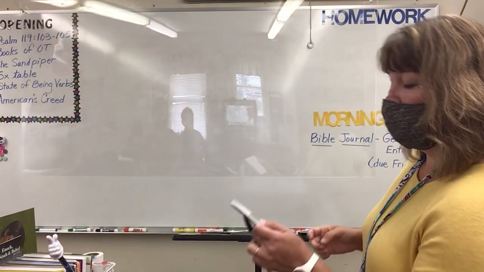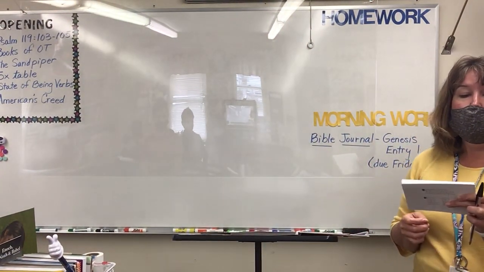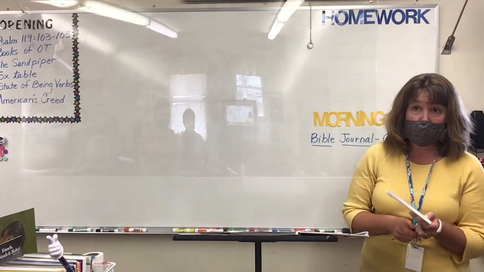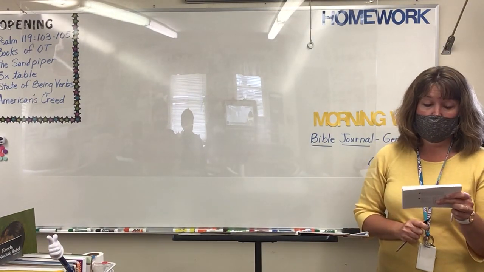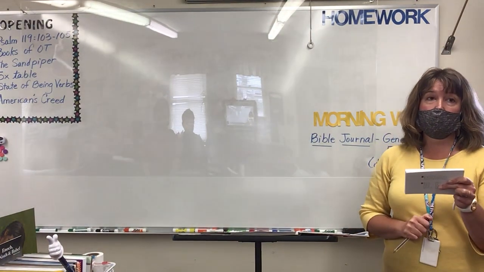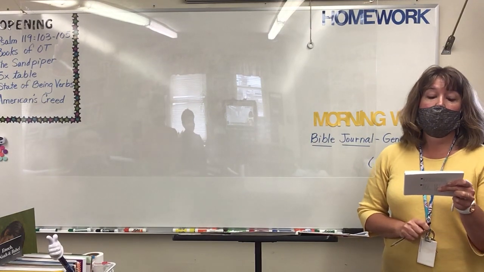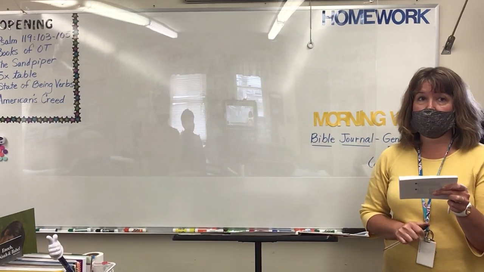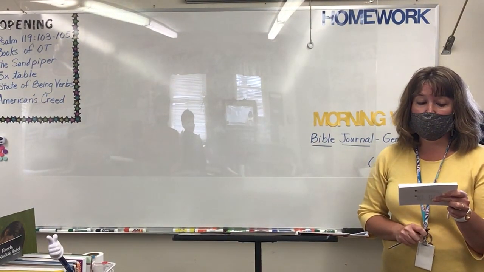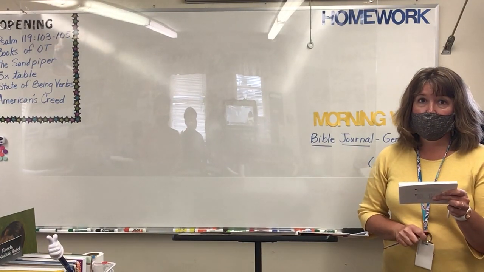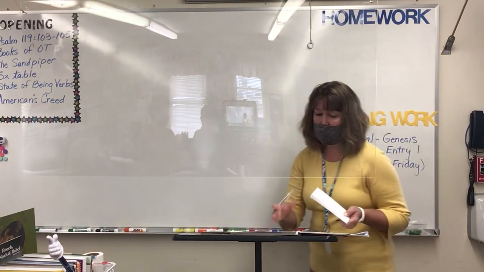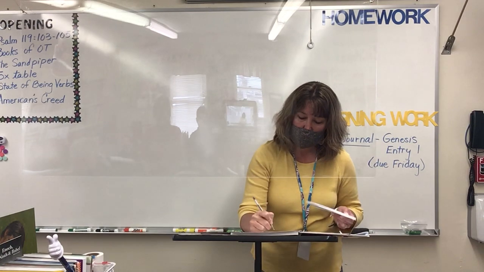So here we go. 20 minus 11 times 3 minus 8 equals 19. Good. Okay, next one.